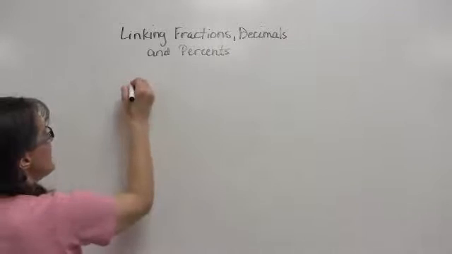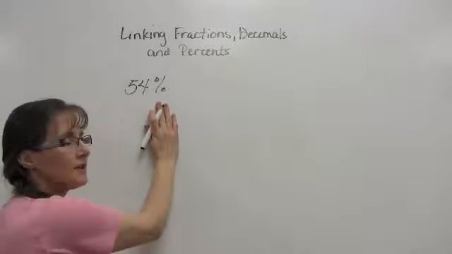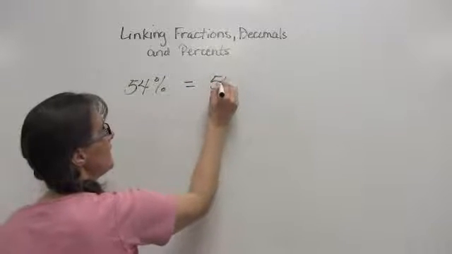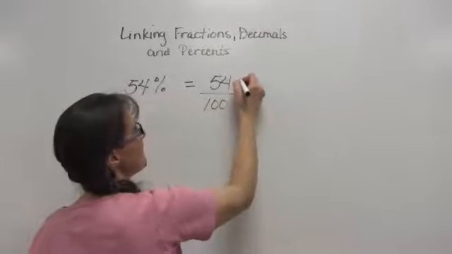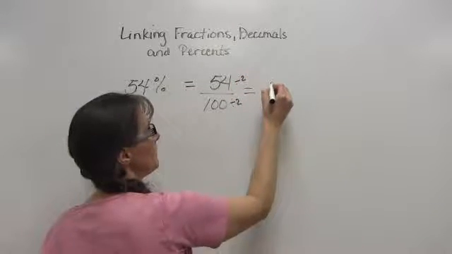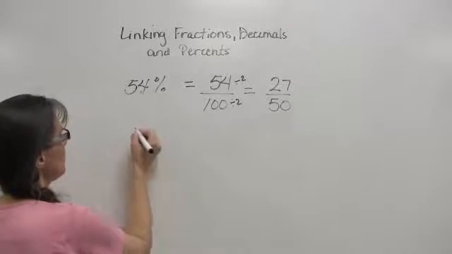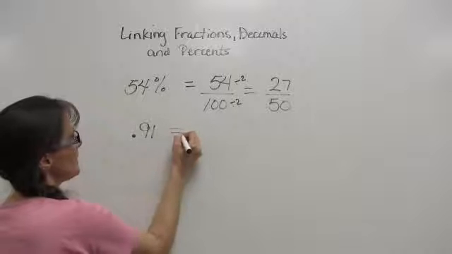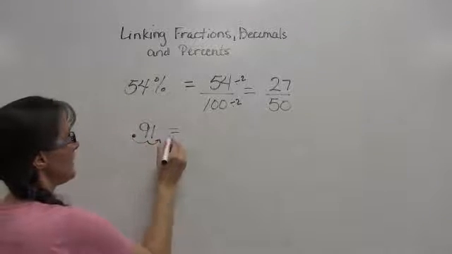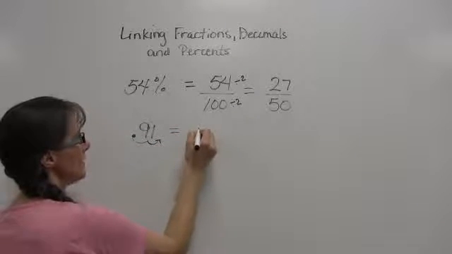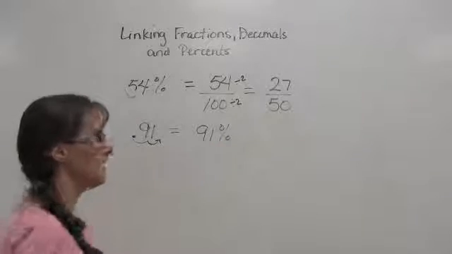First of all, let's write 54% as a fraction. Well, remember, if it's in percent form and I want it as a fraction, that just simply means to write it over 100. So this would be 54 over 100. Don't forget to reduce. My numerator and denominator can both be divided by 2. That's going to give me 27 over 50 as my reduced fraction. Okay, let's turn 91 hundredths into a percent. Remember, if I'm going from a decimal to a percent, I move it 2 places to the right. That means 0.91, 91 hundredths, is the same thing as 91%. Remember, percent means out of 100.